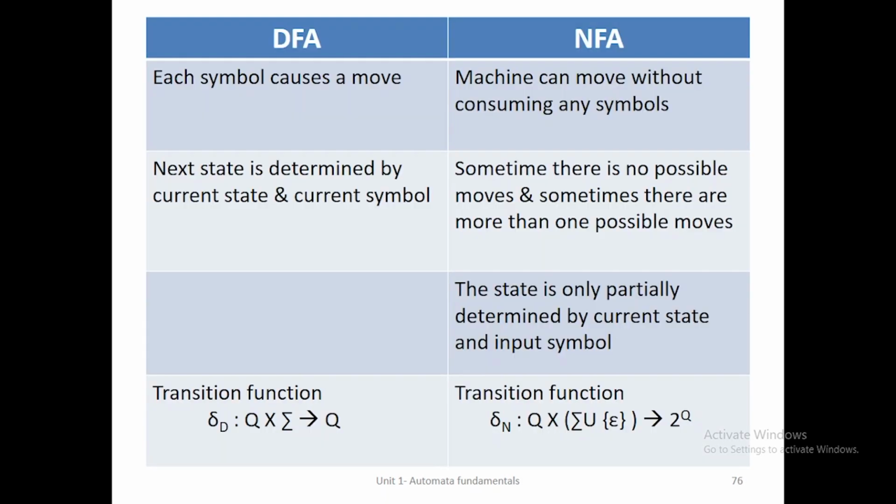So this is the DFA and NFA difference. In DFA, each symbol causes only one move. In NFA, there may be the possibility of more than one move for the same symbol. The DFA transition function is δ: Q × Σ → Q, which implies only a set of states Q. But in NFA, there is a possibility of 2^Q values.